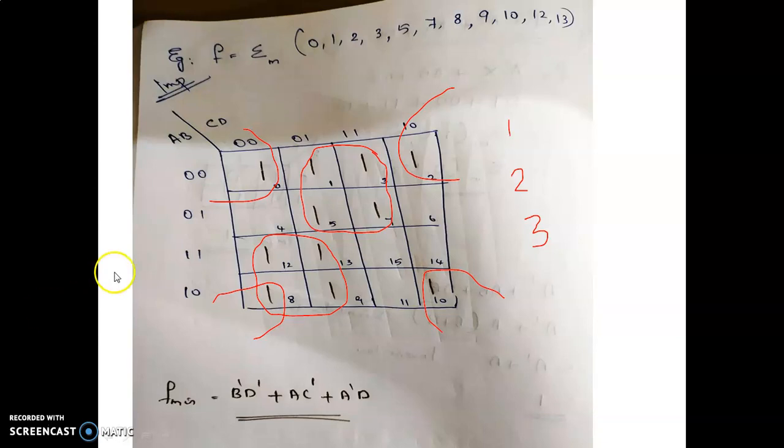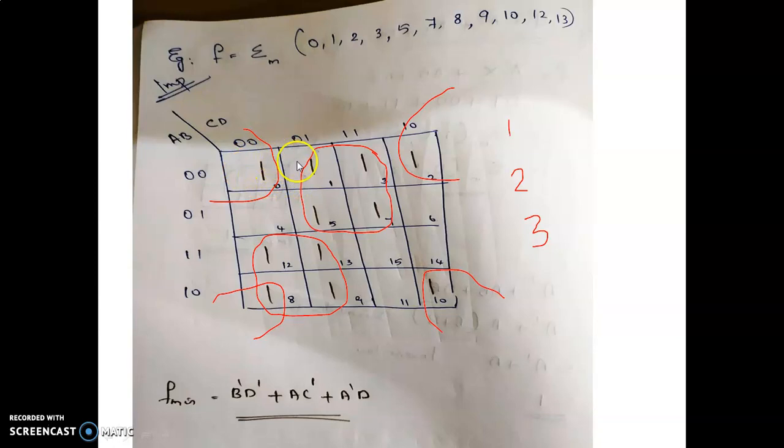So I am representing the 4 variables as A, B, and C, D. So the possible values of AB are 0 0, 0 1, and you have to keep in mind it is not 1 0, but 1 1, 1 0. Similarly, CD also it is 0 0, 0 1, 1 1, and 1 0.